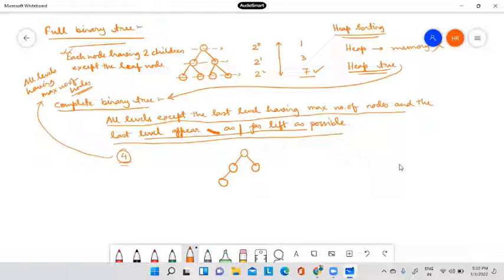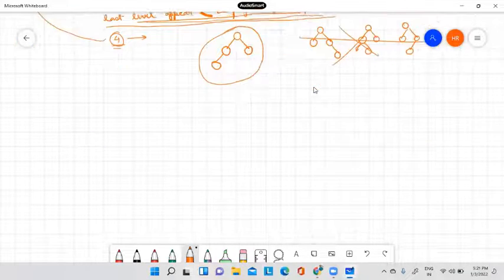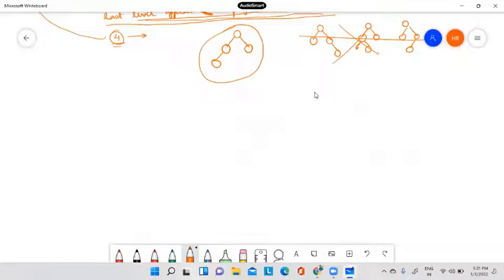Now see, for a 4 node structure we can draw a picture like this, or like this, or like this. So we can have many different structures for a 4 node binary tree, but which one is a complete binary tree? The level appears as far left as possible. So this is the complete binary tree. These are not complete binary trees. So just try to understand what the picture of a complete binary tree is.